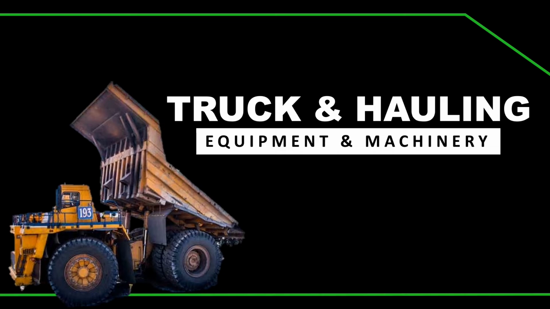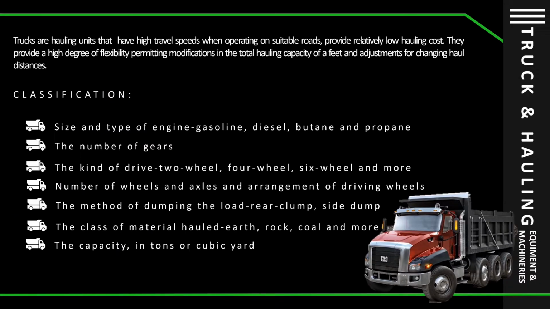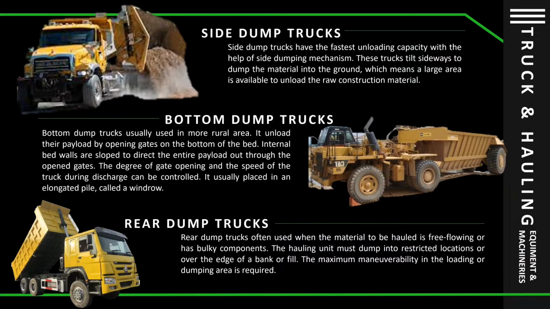The third equipment is truck and hauling. Truck and hauling equipment or machinery is usually used to dump materials. There are some classifications related to choosing trucks, which are the size and type of engine, the number of gears, the total of wheels, method of dumping, class of material, and their capacity. There are 3 major types of trucks, which are side dump truck, bottom dump truck, and rear dump trucks. All 3 have the same function, and the difference is how the materials are being dumped.